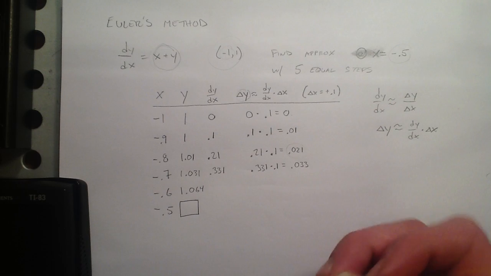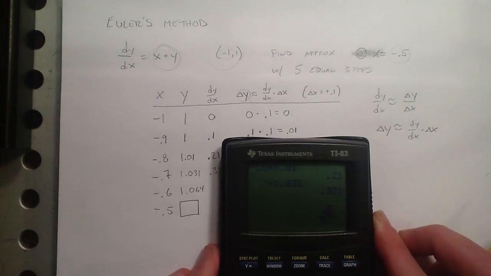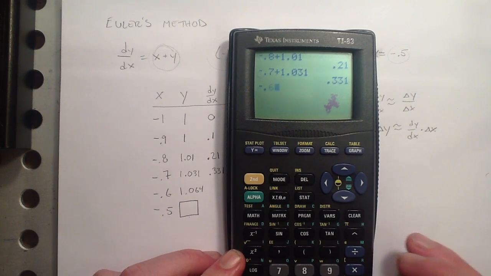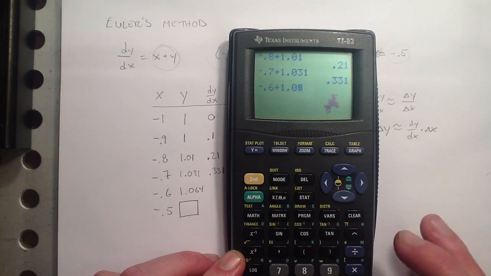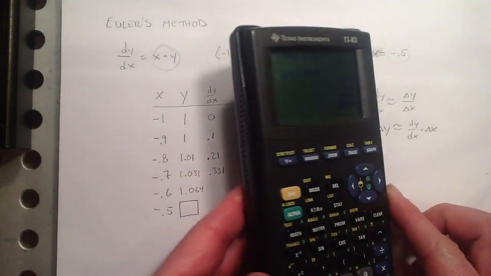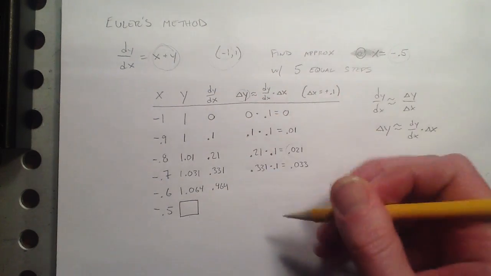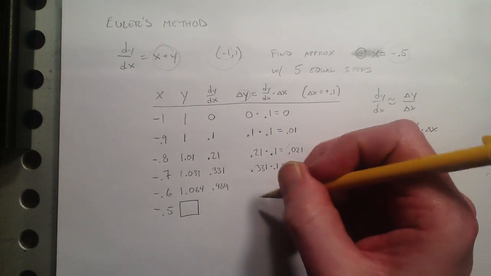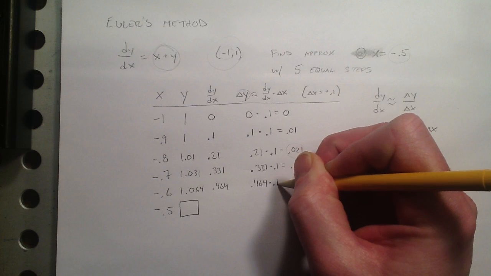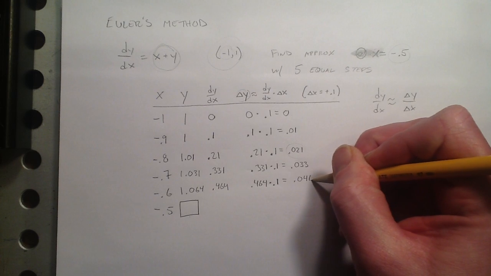Okay, now this will be our last line to get our approximation. I add these two together to get the slope of my final step, -0.6 plus 1.064. That's 0.464. So you can see that we've been getting steeper as we've been moving to the right. And then I multiply 0.464 times my step size. That gives me 0.046.